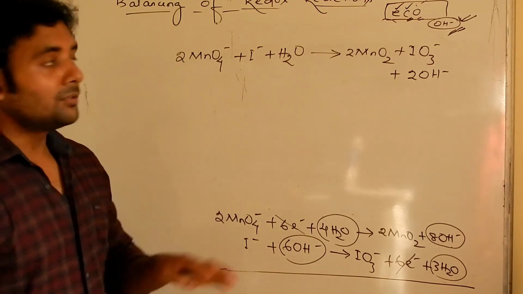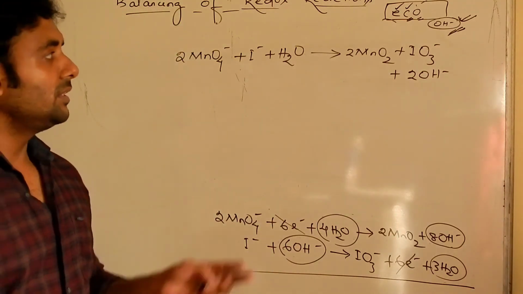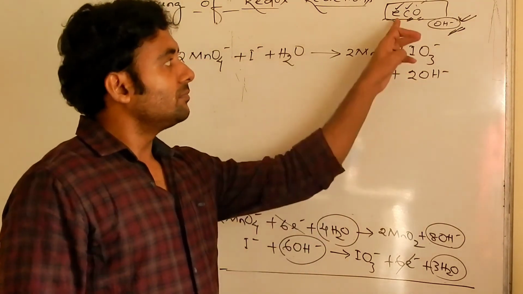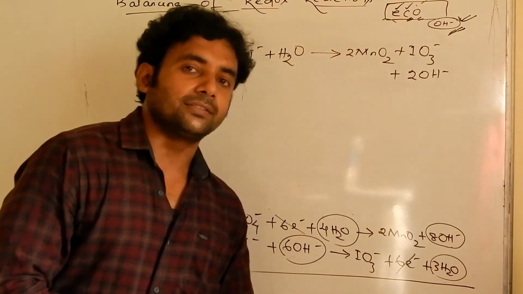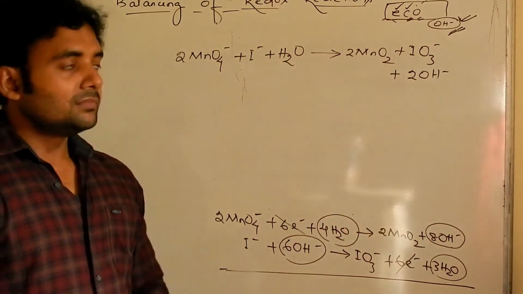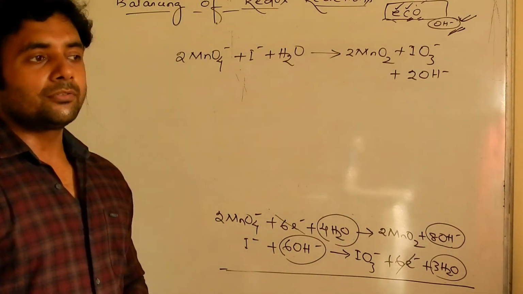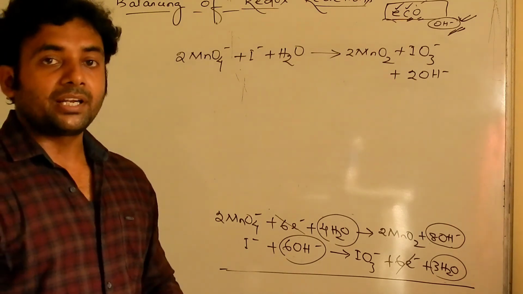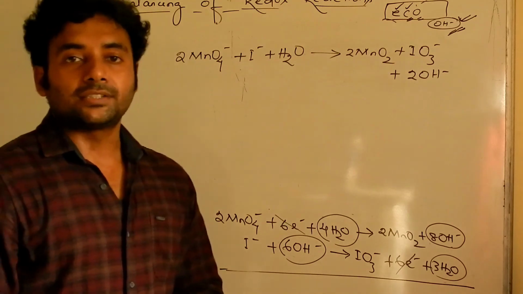So keep in mind that to balance a redox reaction in basic medium, just balance the electron first, then charge, then oxygen. Automatically hydrogen will get balanced. And for acidic medium, to balance the redox reaction, first balance the electron, then oxygen, then hydrogen. Automatically charge will be balanced. So in this way you can balance redox reactions.